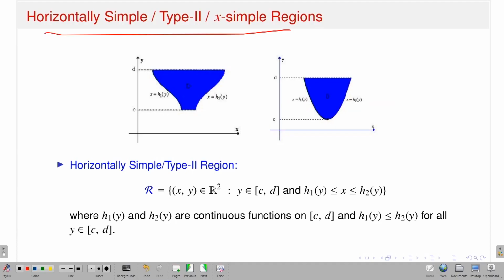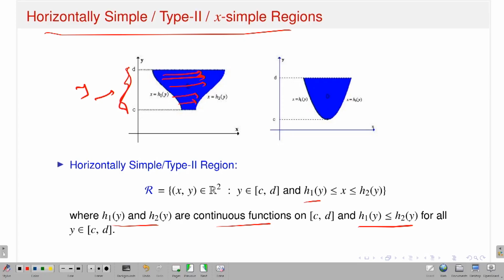In that case, what will happen? Your y is fixed, y is running from c to d, but x varies from the left-hand curve h1(y) to h2(y), that means one curve to another curve. So x varies from h1(y) to h2(y), where h1(y) and h2(y) are continuous functions, and you will have the property h1(y) is less than or equal to h2(y). So y varies from c to d, and x varies from h1(y) to h2(y) this time.